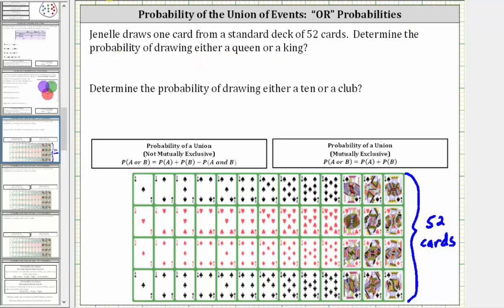Let's indicate this as the probability of Q for queen or K for king. Because it reads a queen or a king, that is a favorable outcome. And because there are 4 queens and 4 kings, we have a total of 8 favorable outcomes out of a total of 52 outcomes, and therefore the probability of drawing a queen or a king is 8 out of 52, or 8 52nds.